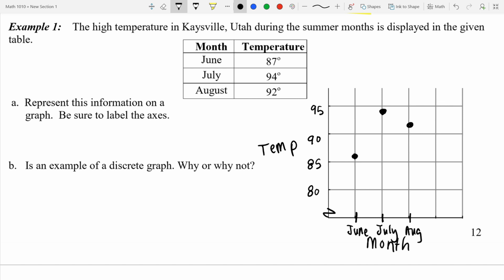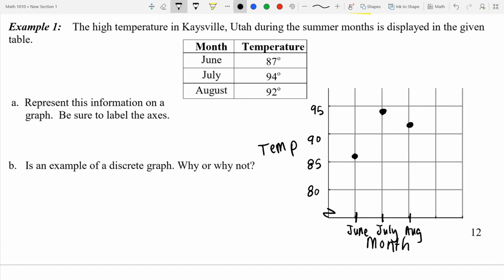Okay, now everybody listen. When they did this, they just took the temperature reading one time. And that was on June 1st, July 1st, August 1st. 3 readings. Should I connect my points? No, because I didn't take a reading on the 2nd, or the 3rd, or the 4th, or the 5th, and so on. It was just the 1st, and then the 1st, and then the 1st. So you do not connect the dots. This is an example of a discrete graph.